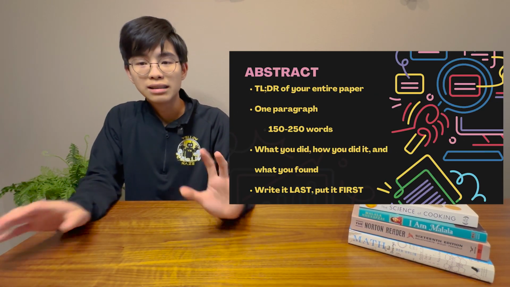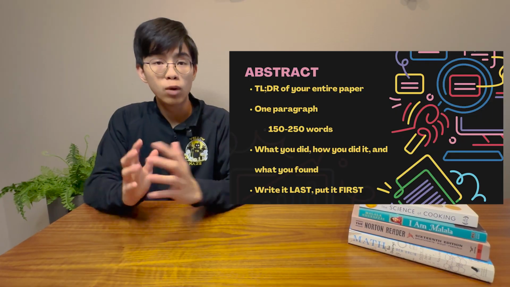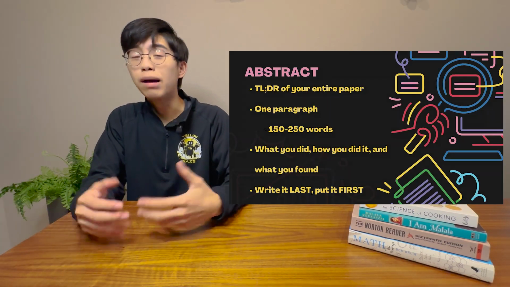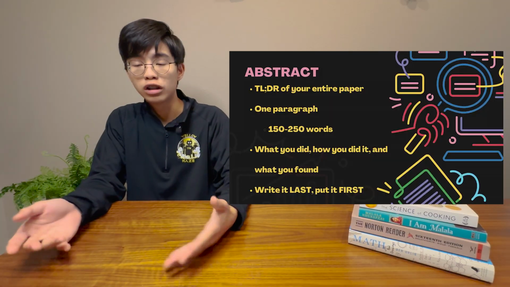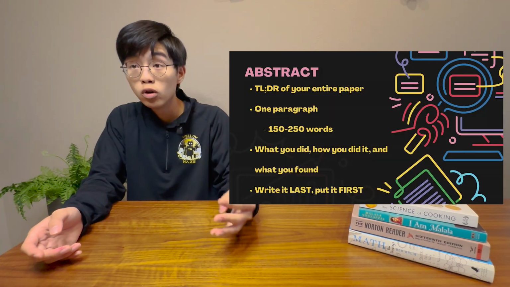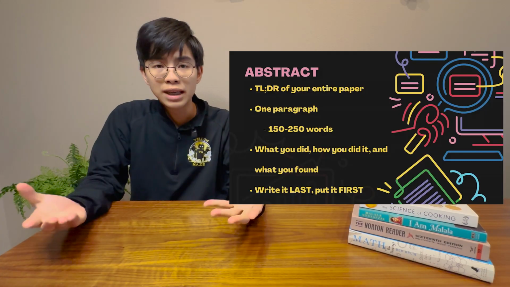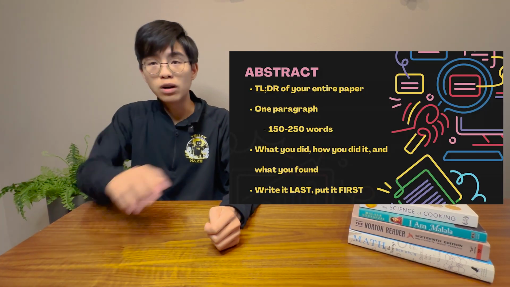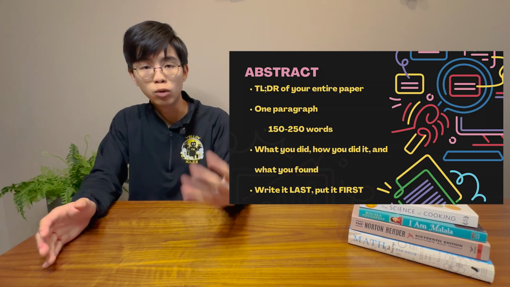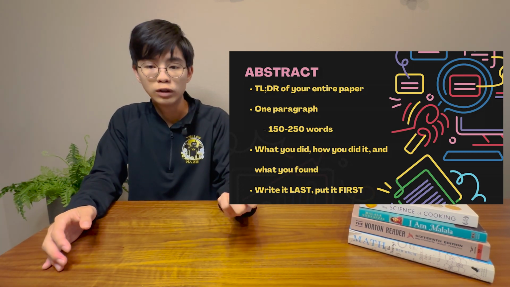The abstract is the TLDR of your entire paper. It should be one paragraph, 150 to 250 words. Basically, it's a basic summary of your entire project. The problem you're trying to solve, what you did, how you did it, what you found, what those results mean. Basically, you're going to take all of the sections of the research paper that I'm about to talk about and condense it down to 150 to 250 words, right?